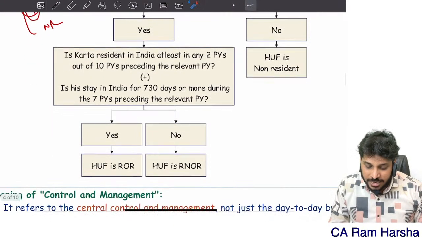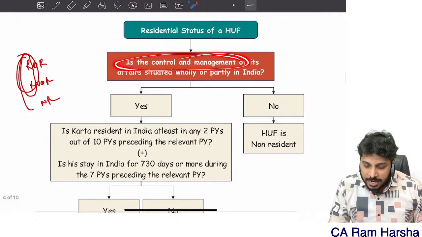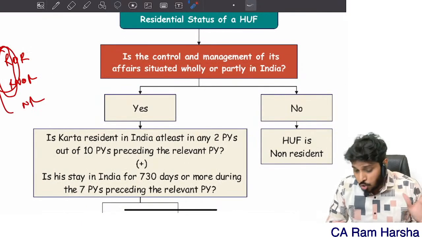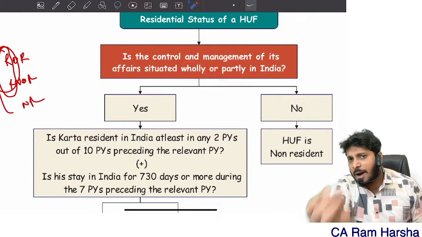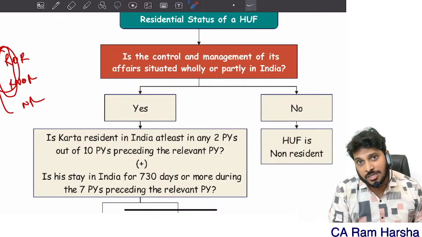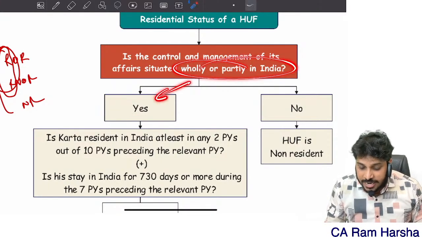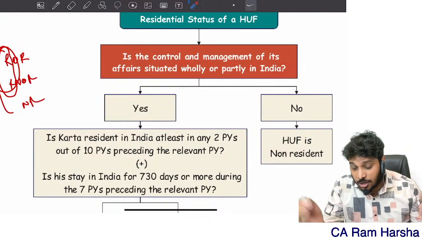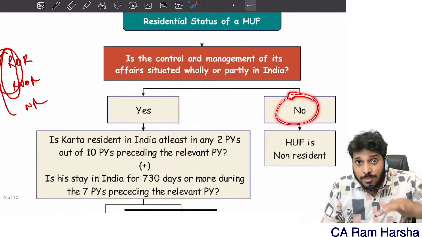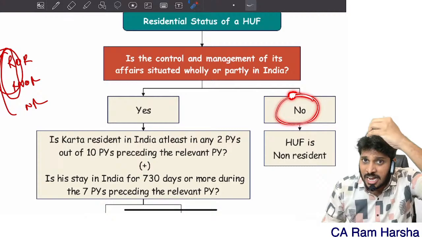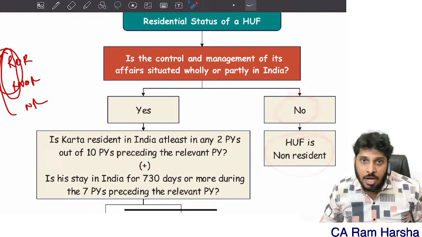Is control and management in India? How much, sir? 100%, or is there no such need? Either 100% or even part of it. Yes, it's a resident. Sir, if control and management is wholly or partly in India, it is resident. If it is 100% outside India, not at all in India, not even in part, then HUF is a non-resident.